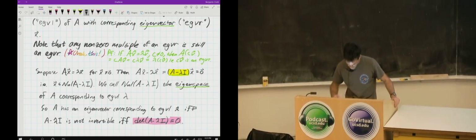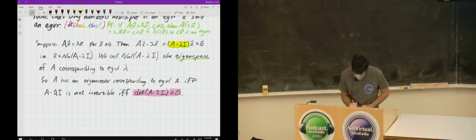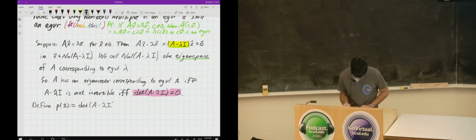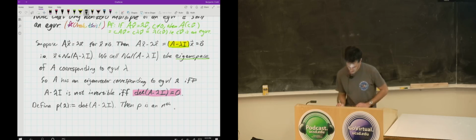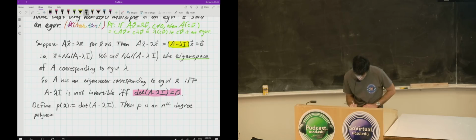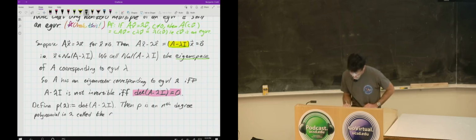There's even a name for that. If I define P of lambda as the determinant of A minus lambda I, then P is an nth degree polynomial in lambda, and it has a special name. It's called the characteristic polynomial.